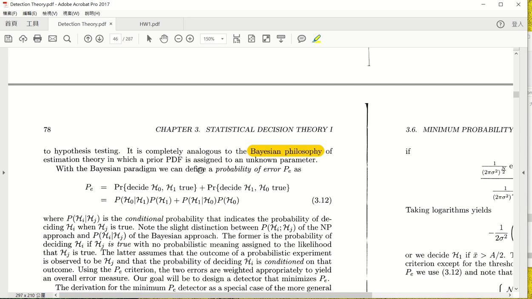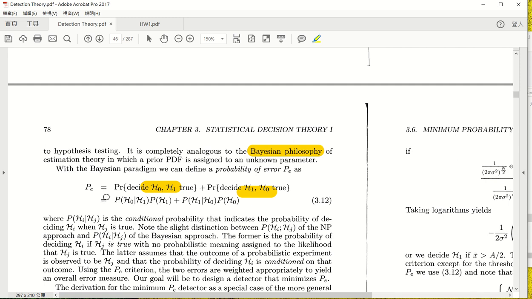But for binary, we have only two types of error. And as you may know, previously we said this is a type 1 error, type 2 error, or we have different names, for example, probability of false alarm, probability of miss. This is false alarm, and this is probability of miss. But whatever, it doesn't matter, right? The point is we want to make error as small as possible. So we can define a probability of error PE like this, and it's equal to something like that.